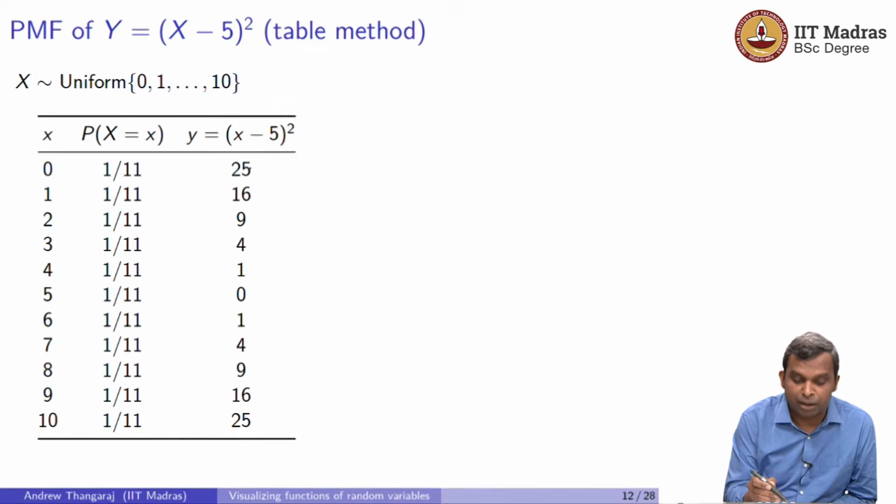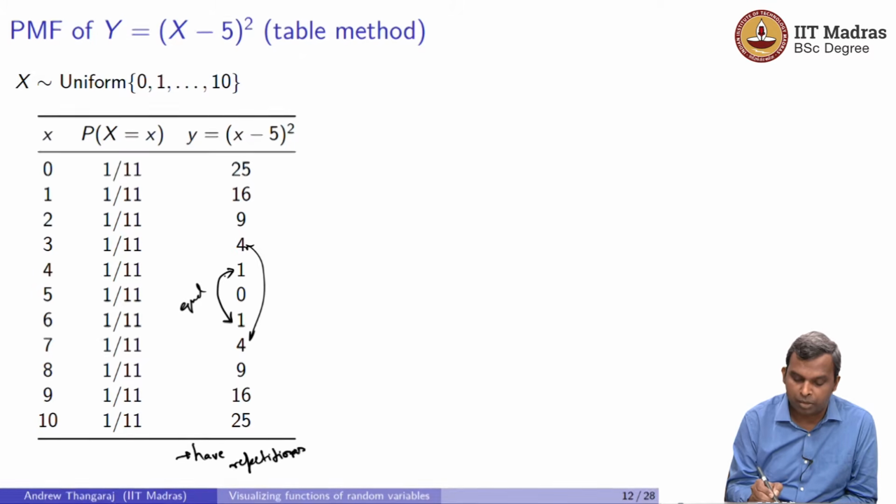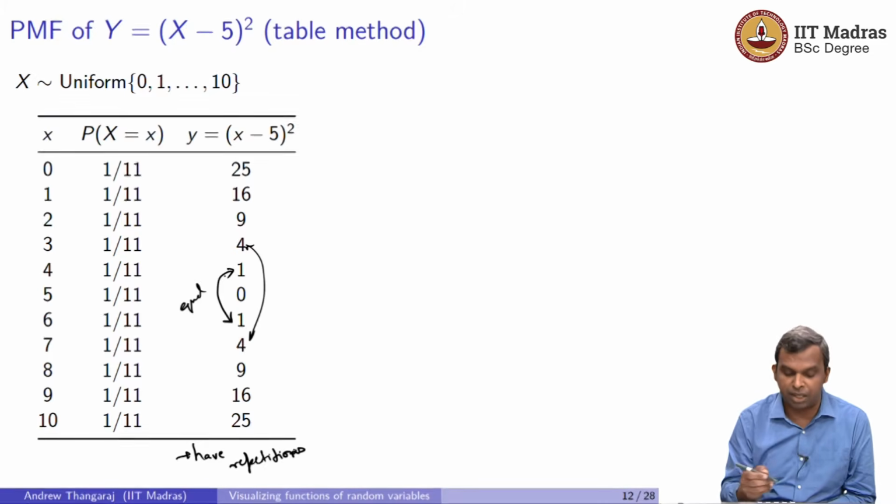For 0 you get 25, 1 you get 16, 2 you get 9, 3 you get 4, 4 you get 1, 5 goes to 0, and then 6 goes back to 1. So you see here it starts repeating. These two are equal, likewise these two and so on. So you have repetitions. In the previous case, you saw one-to-one, there were no repetitions. It's clear that this is a many-to-one function.